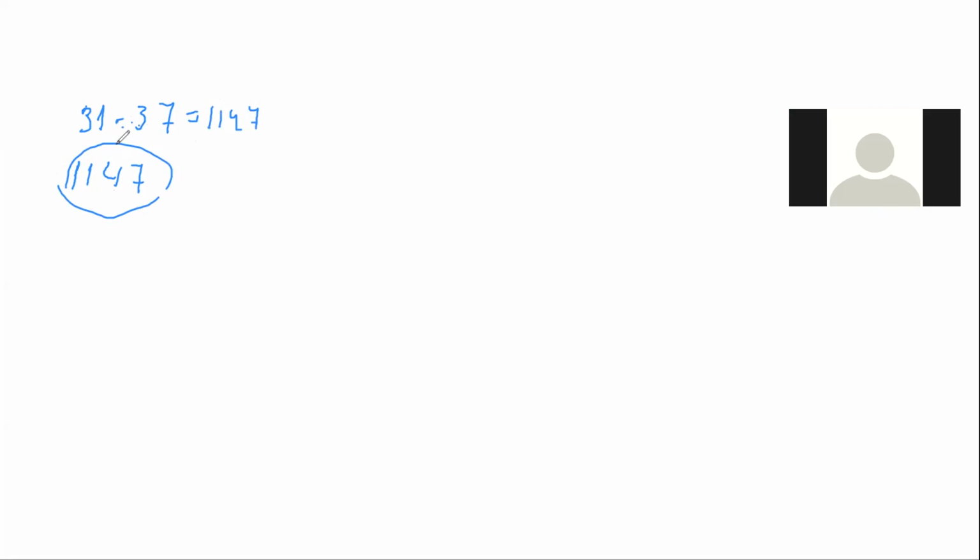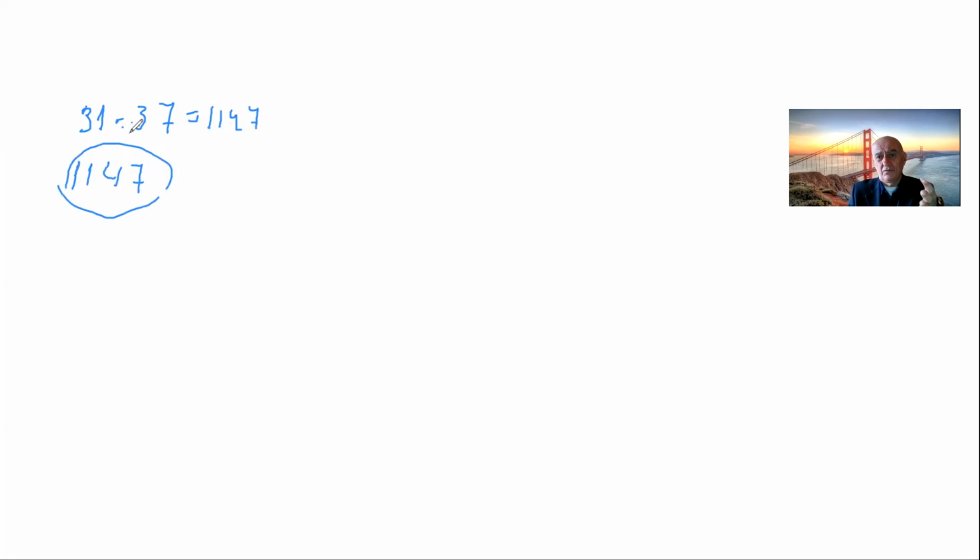So we can see that in case of two digits, when we have two-digit prime numbers, it's very easy to multiply, but to factorize, it takes more time. And you know very well that we have infinite prime numbers.